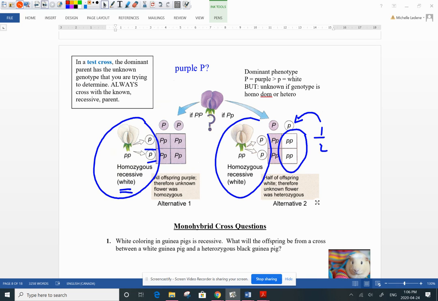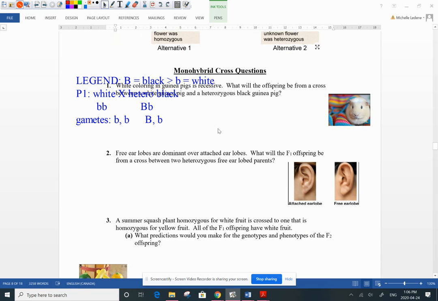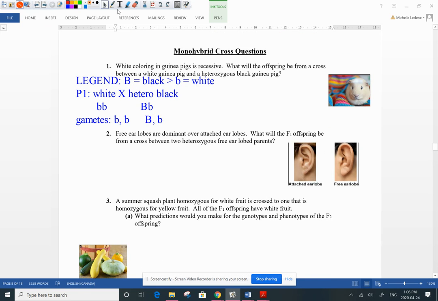Okay, so as you're working your way through these questions, please make sure that you are following the steps. And the steps involve you starting out by writing a legend. So here's an example. You're doing a monohybrid cross, and we're looking now at guinea pigs, and we're looking at the color of their hair or fur. So we're going to cross a white guinea pig and a heterozygous black. So we set up our legend first. So we are saying that white and it's heterozygous. That indicates that the black is the dominant. And so big B is black and white is the recessive, little b.